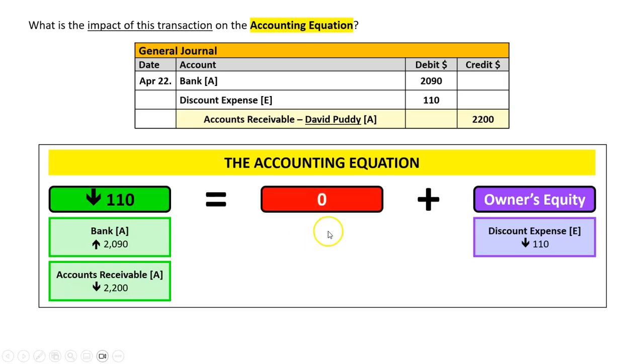There was no effect on liabilities. And in owner's equity, it also went down 110. And we can see that balances. Assets, negative 110, equals liabilities, 0, plus owner's equity, negative 110. And if we add these two numbers together, this side equals this side, and that means our accounting equation balances.